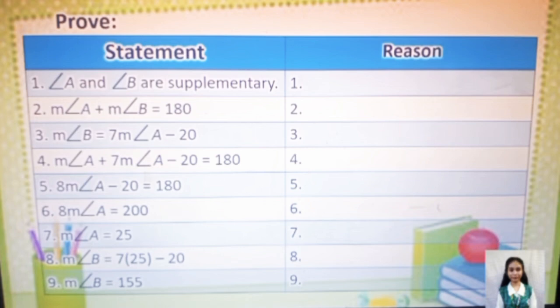Number 6, 8 times measure of angle A is equal to 200. Number 7, measure of angle A is equal to 25. Number 8, measure of angle B is equal to 7 times the quantity 25 minus 20. And number 9, measure of angle B is equal to 155. So, we will present the different reasons on how to prove, the reasons that will state that the statement is true.